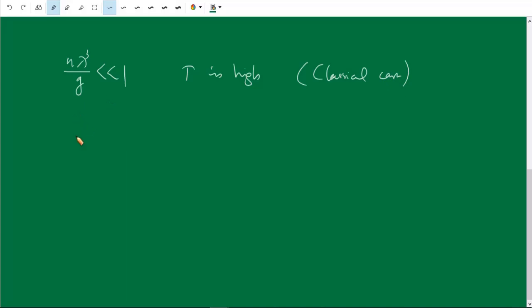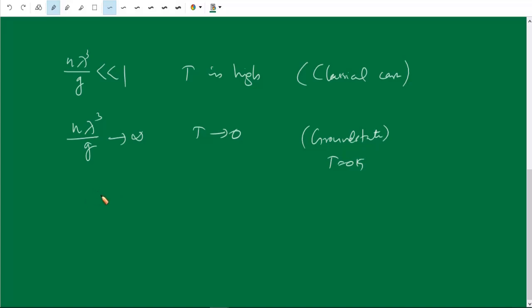Then we have also discussed the case when n lambda cubed divided by g tends to infinity, which means the temperature approximately tends to 0. We discussed this in the last class. This is called the ground state, where the temperature is 0 Kelvin. So we have discussed this case also.